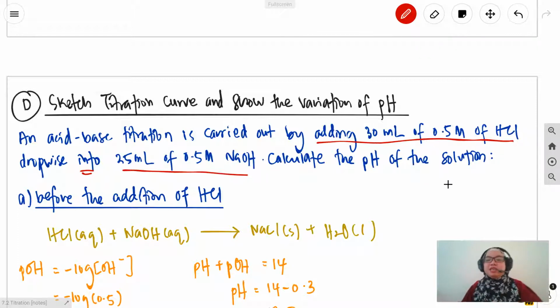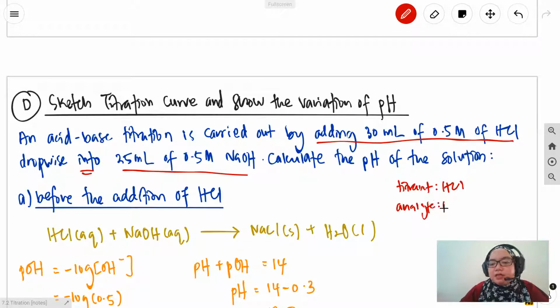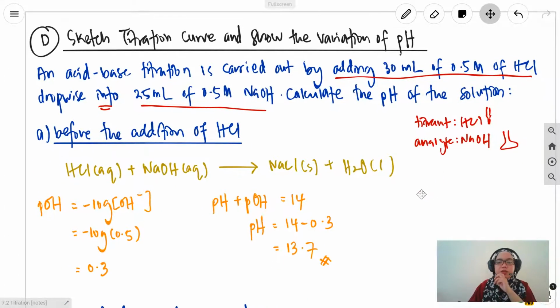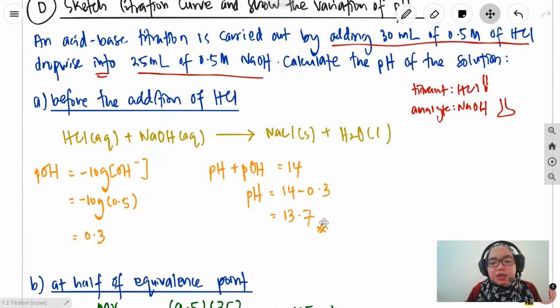Now here, our HCl is the titrant, and our analyte is sodium hydroxide. So the sodium hydroxide is in the conical flask, and the HCl is in the burette. First, we calculate the pH of the solution before the addition of HCl, which is only sodium hydroxide. Normally the chemical equation should be shown before the question, but it's okay. Before the addition of HCl, there is only sodium hydroxide.